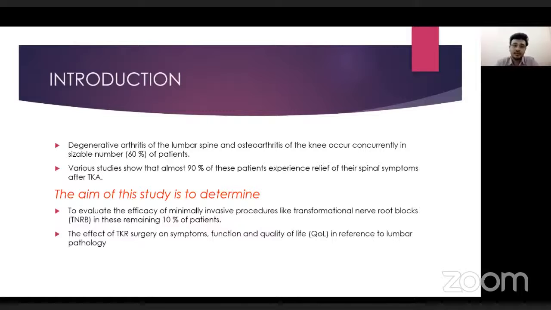Various studies have shown that almost 90% of these patients have experienced relief of their spinal symptoms after total knee arthroplasty. In our study, we aimed to determine the efficacy of minimally invasive procedures like transforaminal nerve root blocks in the remaining 10% of patients who don't show any improvement after undergoing total knee arthroplasty.